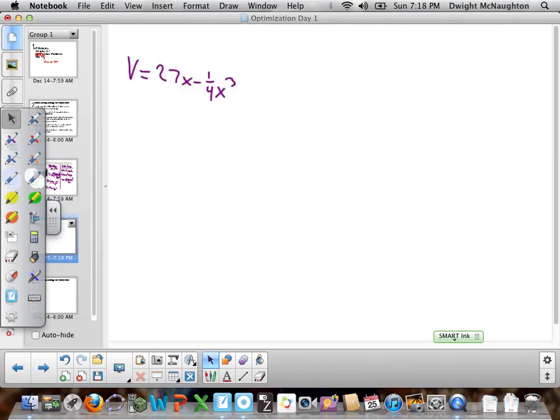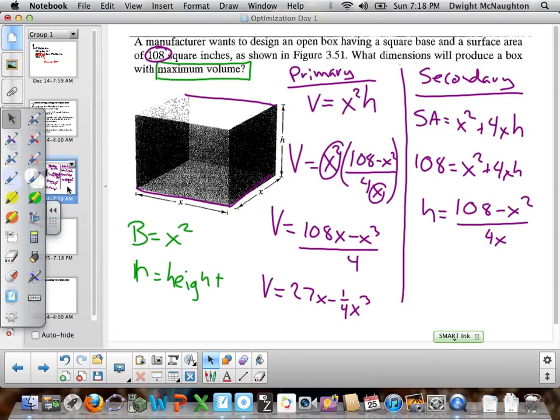So again, domain range. What makes sense for a domain? Well, definitely nothing less than 0 because it's volume. And because the surface area is 108, I'm not going to want something too much larger than that. If I look at 108, that should keep me to a pretty small box. So no x values larger than maybe 10. That would give me a base of 100. So x will be between probably 0 and 10.